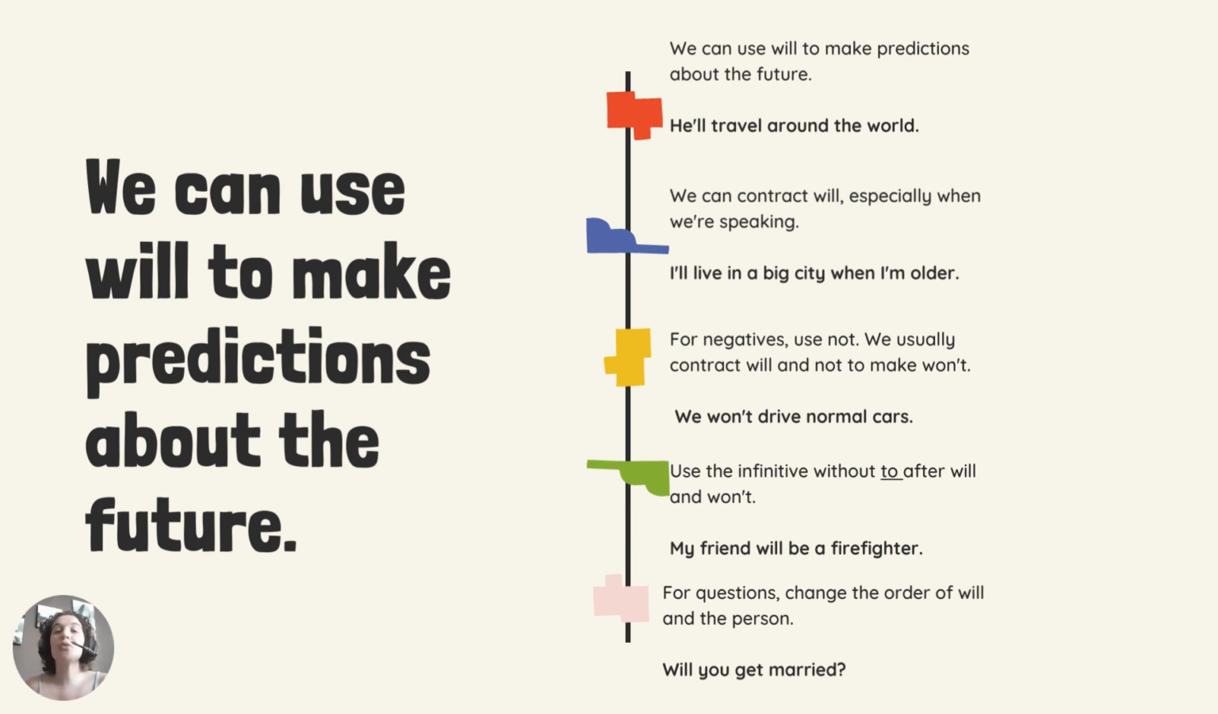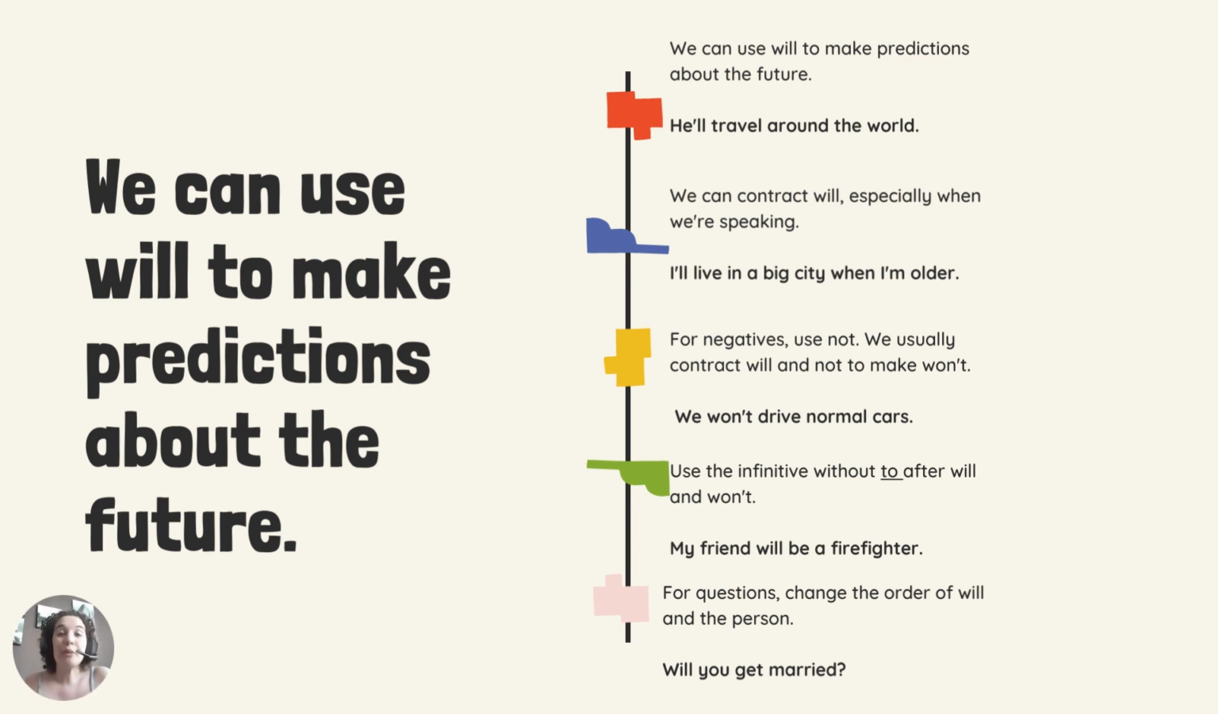Then we need to understand that when we are using the pronoun plus will, or the subject plus will, we need to use the infinitive. So we need to use the infinitive, but we need to use it without to. My friend will be a firefighter. Probably you're saying, but shouldn't it be my friend will is a firefighter? No, because remember that we are using the infinitive, but this is going to be without the to. I'm going to talk about this in the next slide with the common errors.